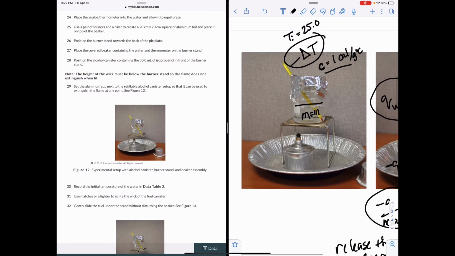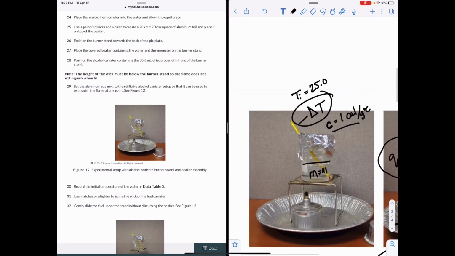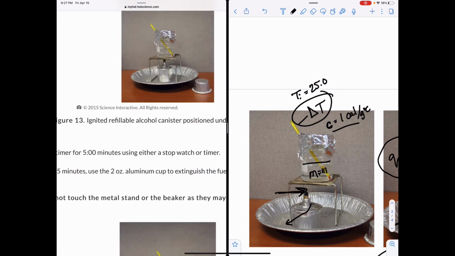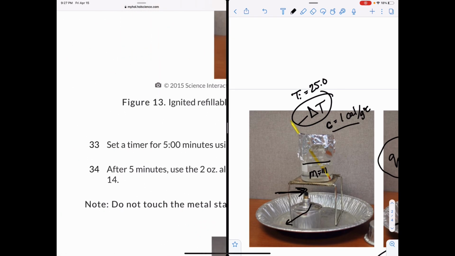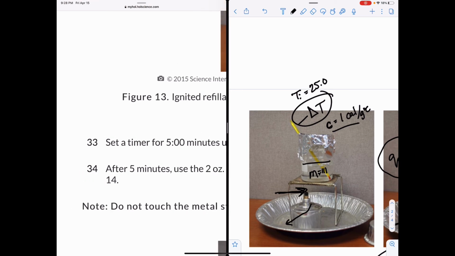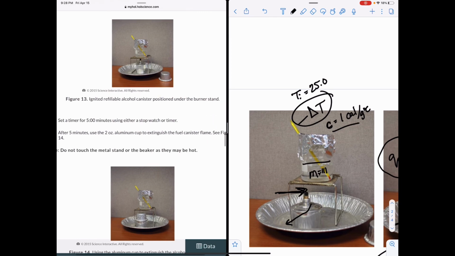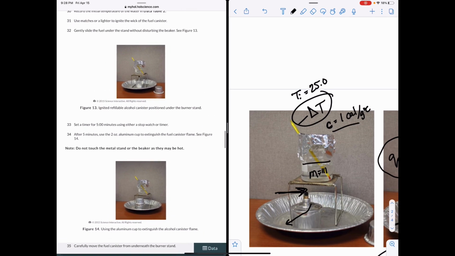And then you're going to heat it up. Let me not get too far ahead of myself. Make sure you're careful about your wick, your candle, when you light it. You're not going to try to light it while it's underneath. You're going to slide this out and then light it and then slide it in. You are going to have a timer actually running. You're not going to estimate this. This is super important that you do this for the exact same amount of time for both of them for a fair comparison. After the 5 minutes, you're going to extinguish the canister flame.